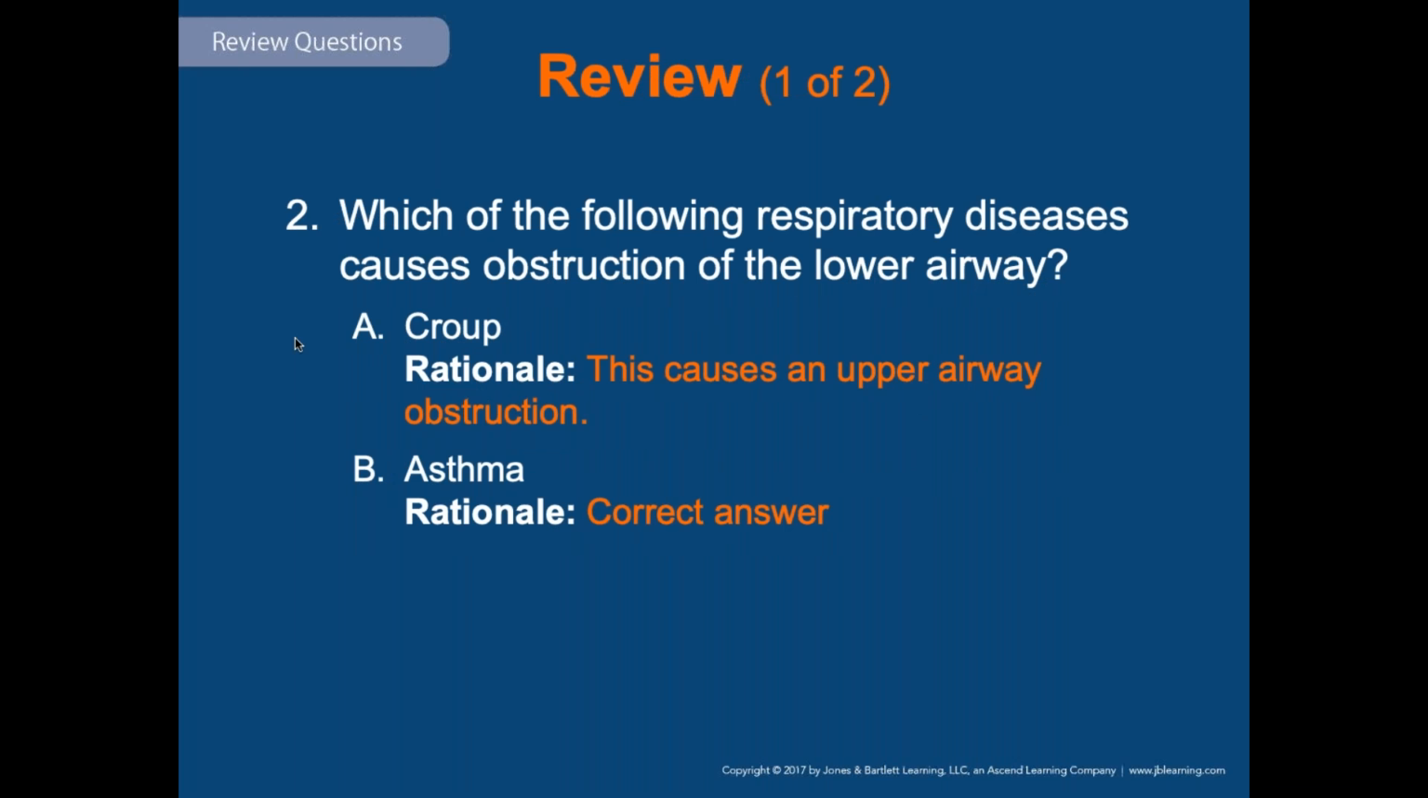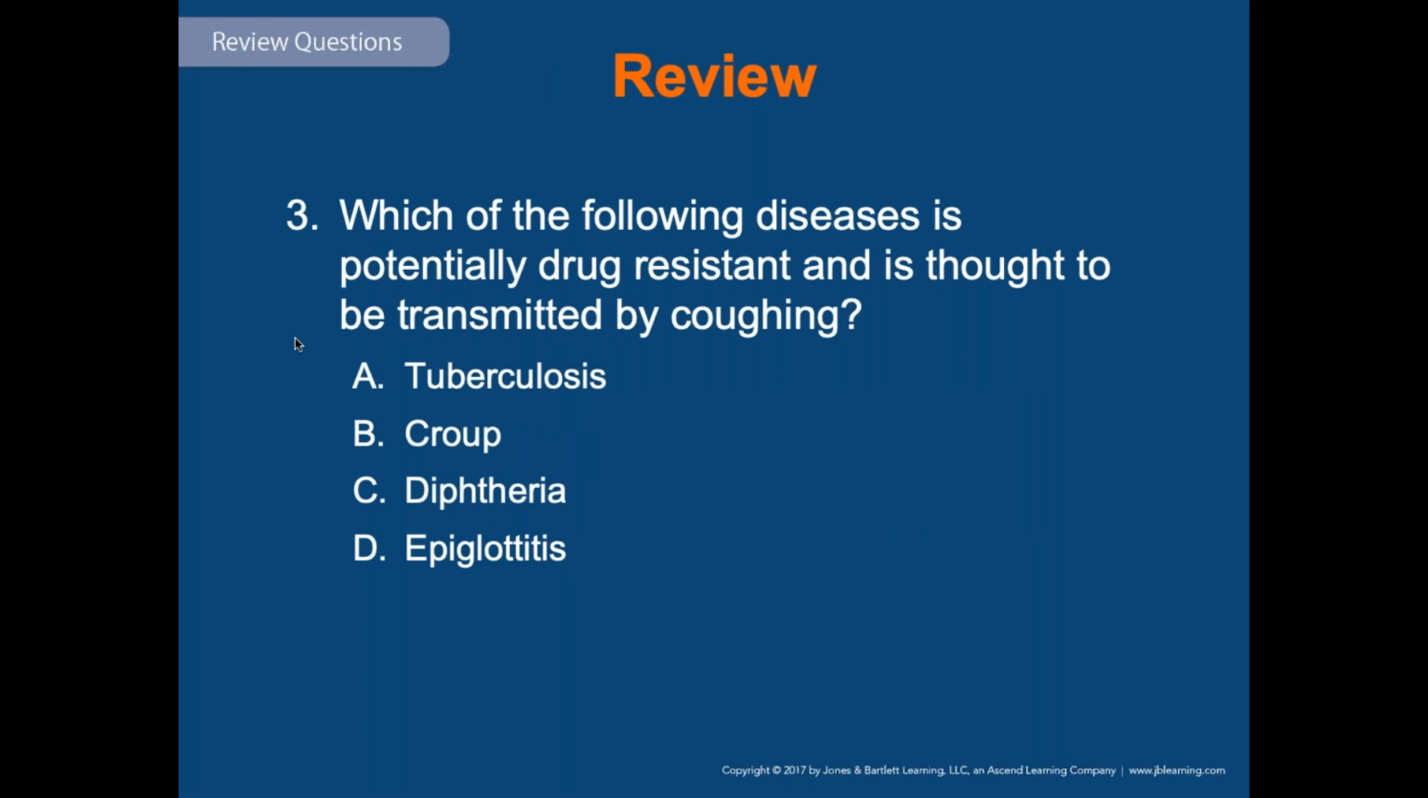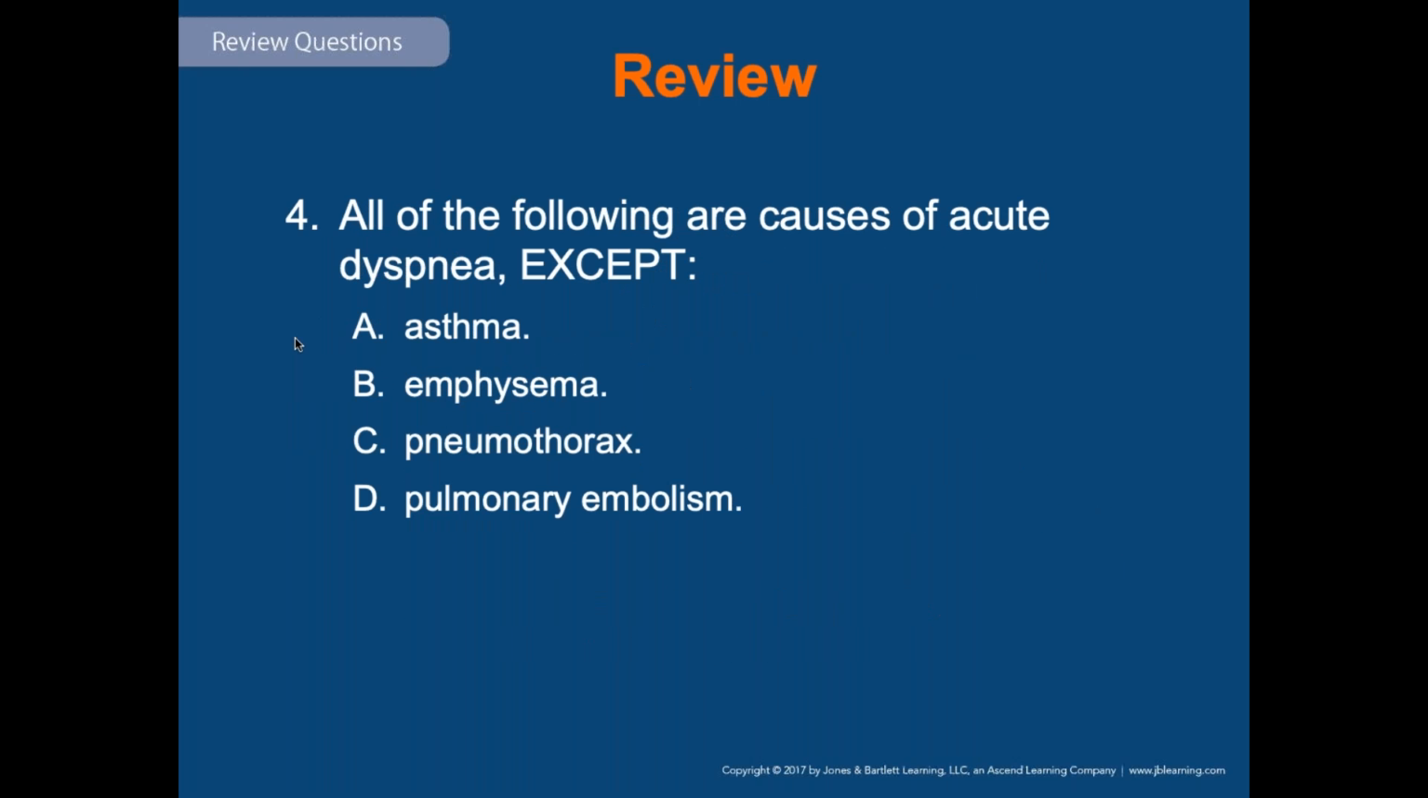Which of the following diseases is potentially drug resistant and is thought to be transmitted by coughing? Drug resistant and through coughing. You may see this in third world countries as well. Tuberculosis. Perfect. Good.